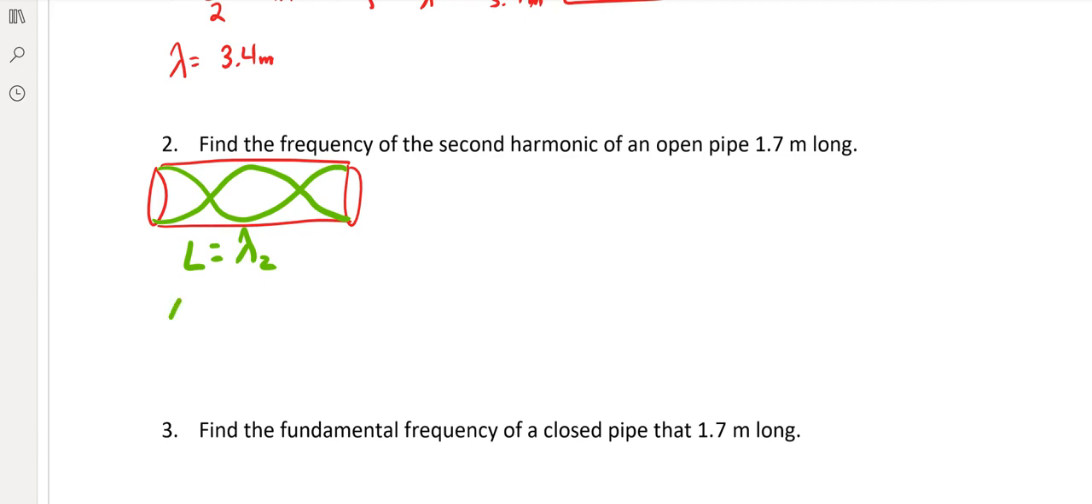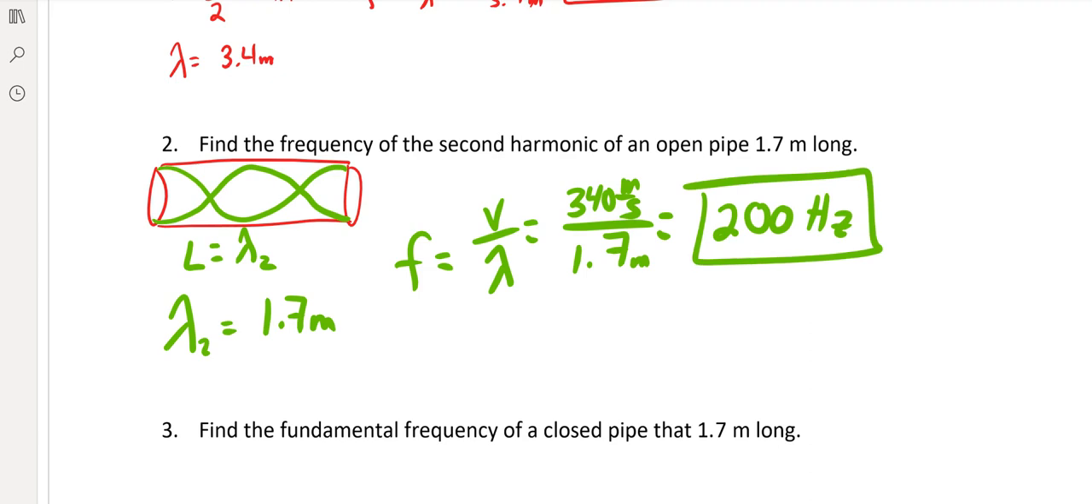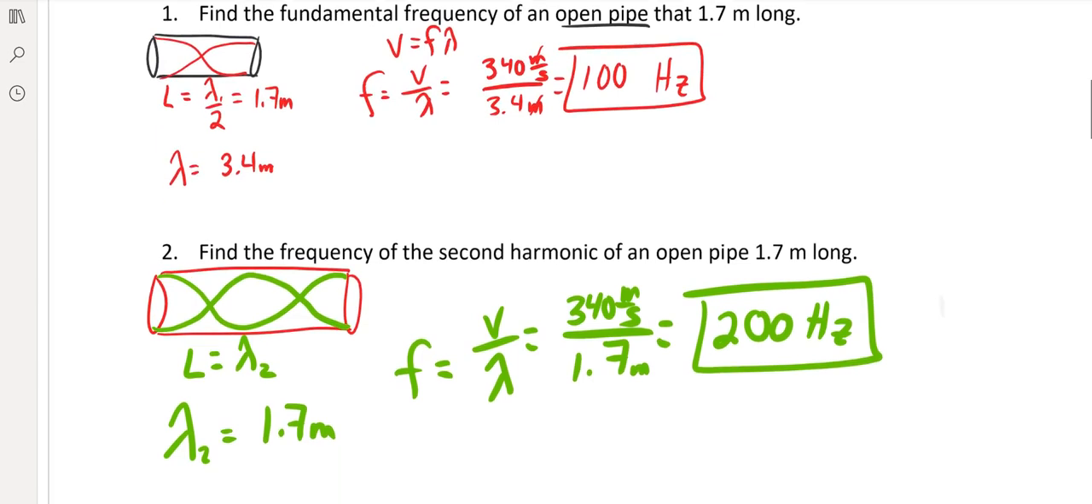And therefore, we know that the wavelength is 1.7 meters. And to find the frequency would be V over lambda, and that would be 340 meters per second divided by 1.7 meters, and we get 200 hertz. Of course, the second harmonic will have twice the frequency of the fundamental for the same pipe.